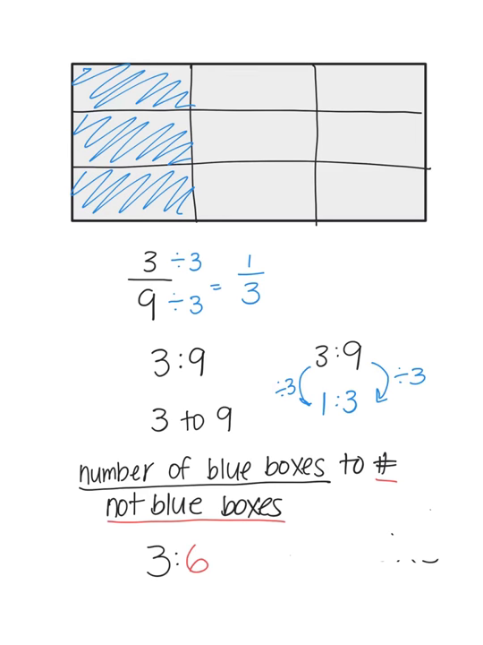So in this problem here, it tells me first, it says the number of blue boxes. So first, I will write how many blue boxes there are. Then it says the number of not blue boxes. So then I will write the number of not blue boxes.